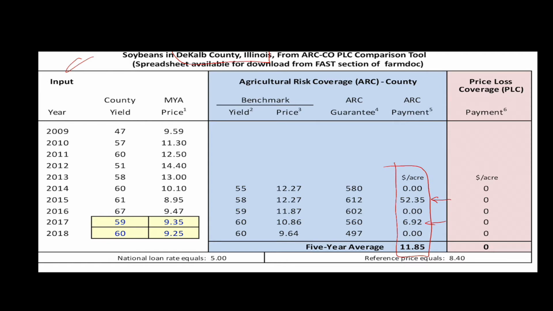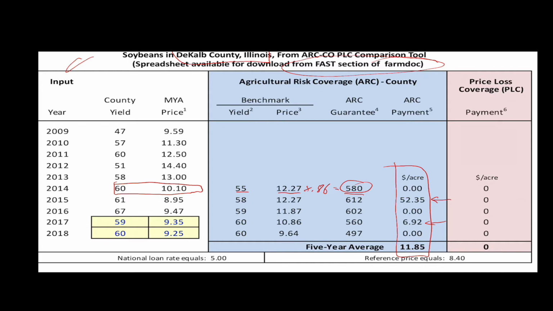ARC County works exactly like it did for corn. Our guarantee is our benchmark yield times our benchmark price times 0.86. Whenever county revenue, which equals 60 bushels in this case, times $10.10 is below that guarantee, we will get a payment. That payment will equal the shortfall, capped at 10% of the benchmark yield times benchmark price, that shortfall times 0.85 reduced by our sequester amount. If you want to see the detail behind those calculations, go into the FAST section or look at the July 21st Farm Doc Daily article.